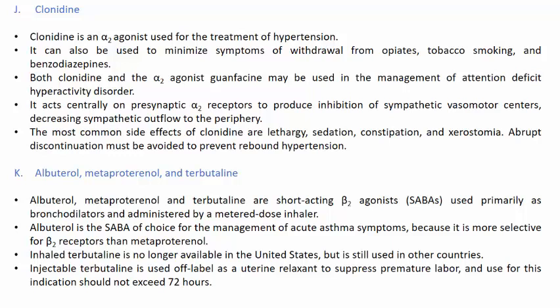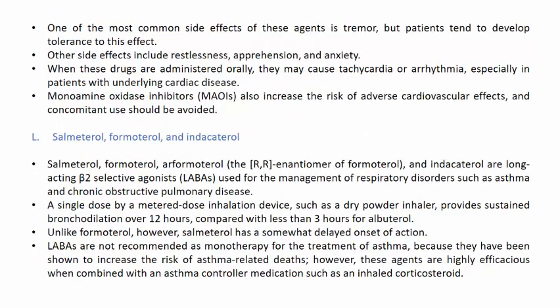والinhaled terbutaline عادة is no longer available in the United States، لكن إنه still used in other countries. Injectable terbutaline يستخدم off label as uterine relaxant to suppress the premature labor, and use for this indication should not exceed 72 hours. Most common side effects اللي تكون related with these agents include tremor, but patients tend to develop tolerance to these effects. While other side effects تكون restlessness, apprehension and anxiety.